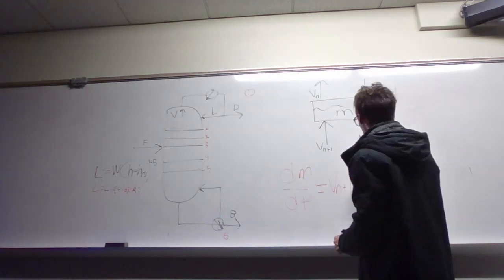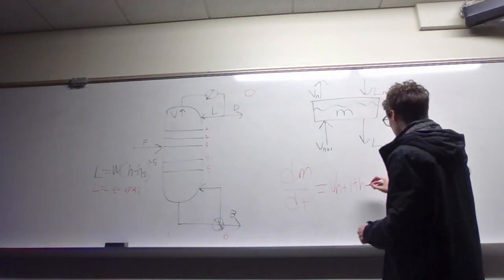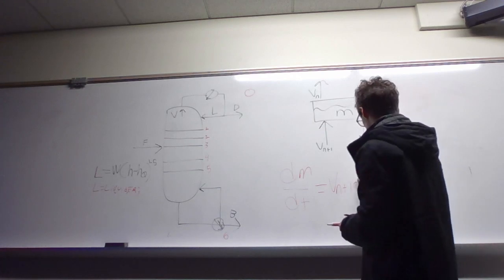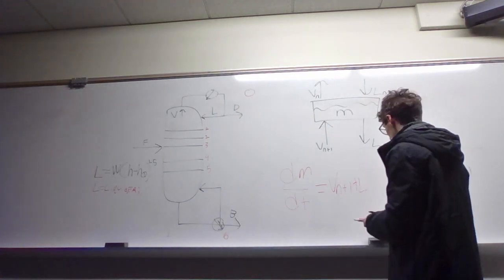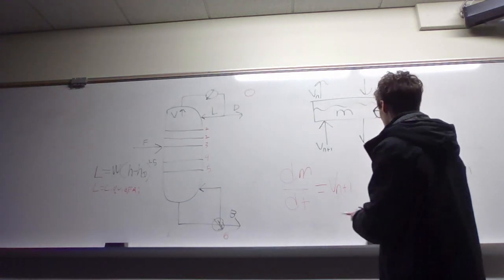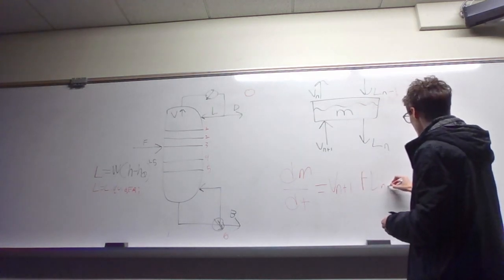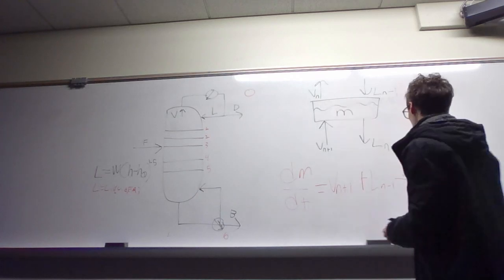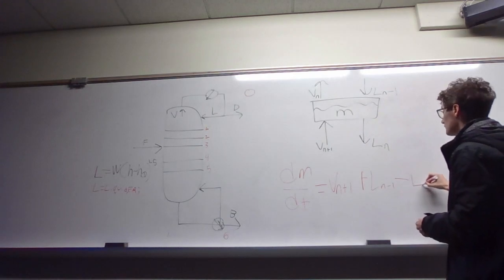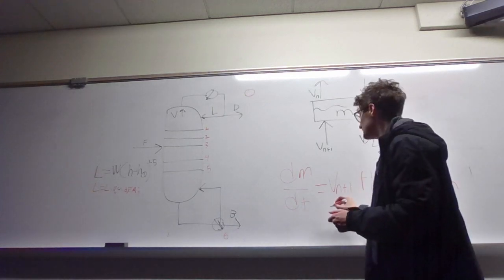Vn plus 1 plus Ln minus 1, I believe, minus what's leaving, so Vn and Ln. So Vn plus 1 plus Ln minus 1 minus Vn minus Ln. So next what we're going to have is our change in dm over dt.